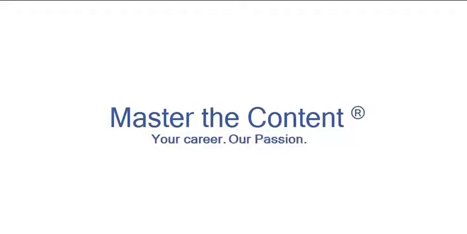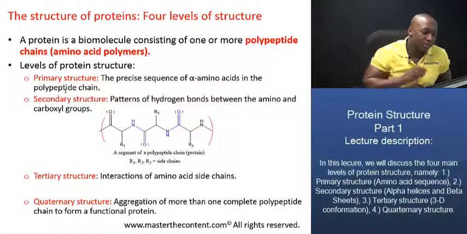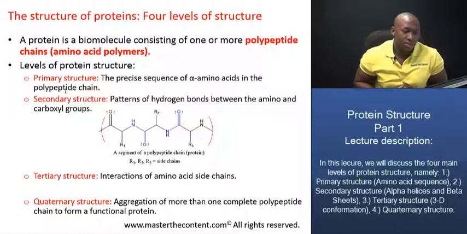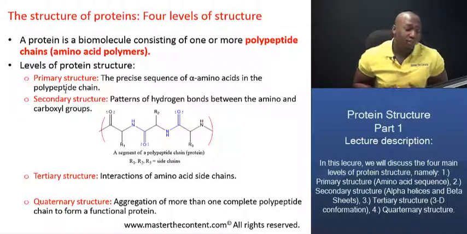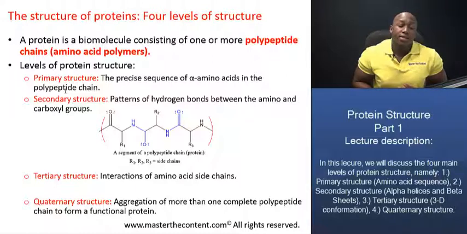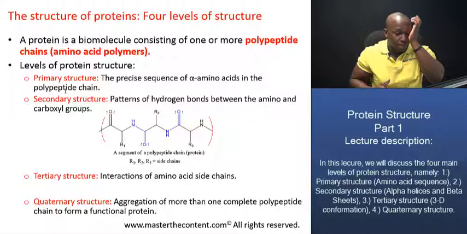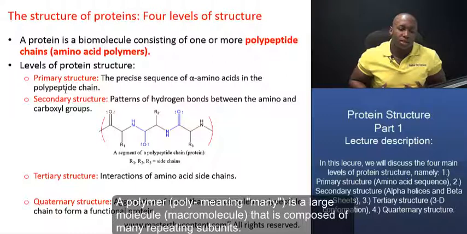I'm going to hop into the first slide of our lecture, which basically introduces these four levels of structure. Now, it's important obviously to define what a protein is to begin with. So it's a biomolecule. It consists of one or more polypeptide chains. You can also think of polypeptide chains as polyamide chains.